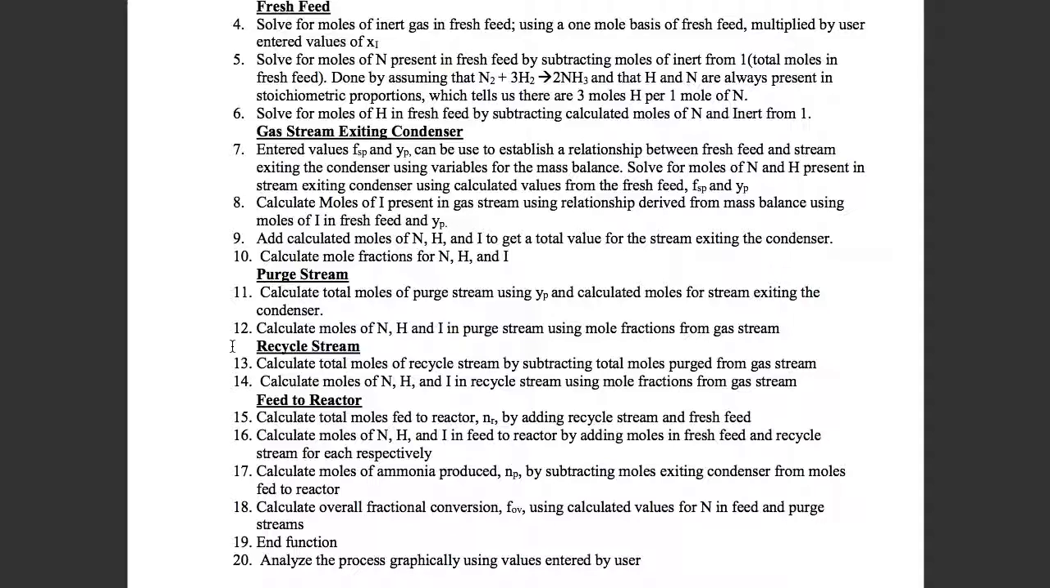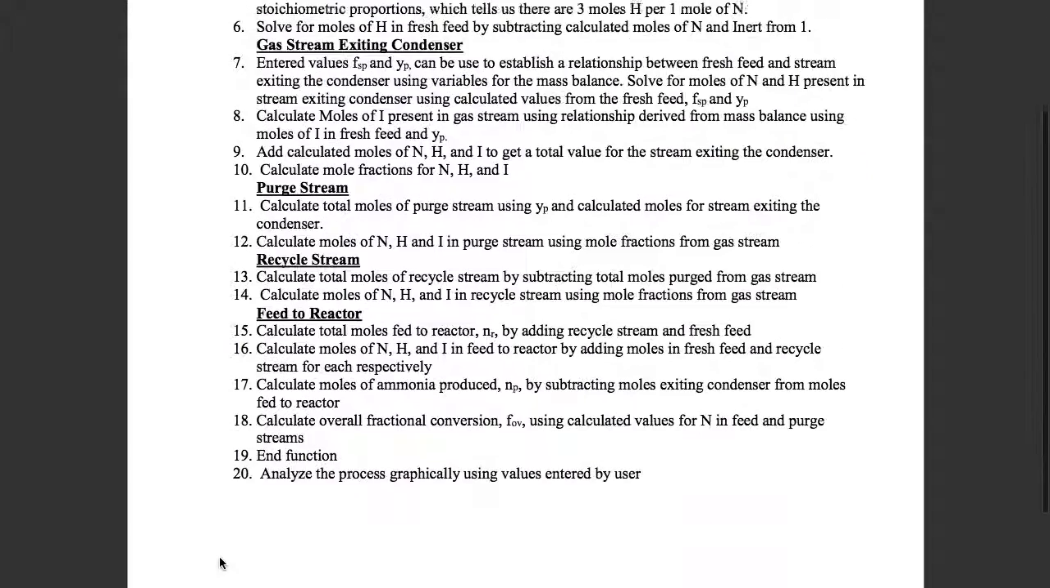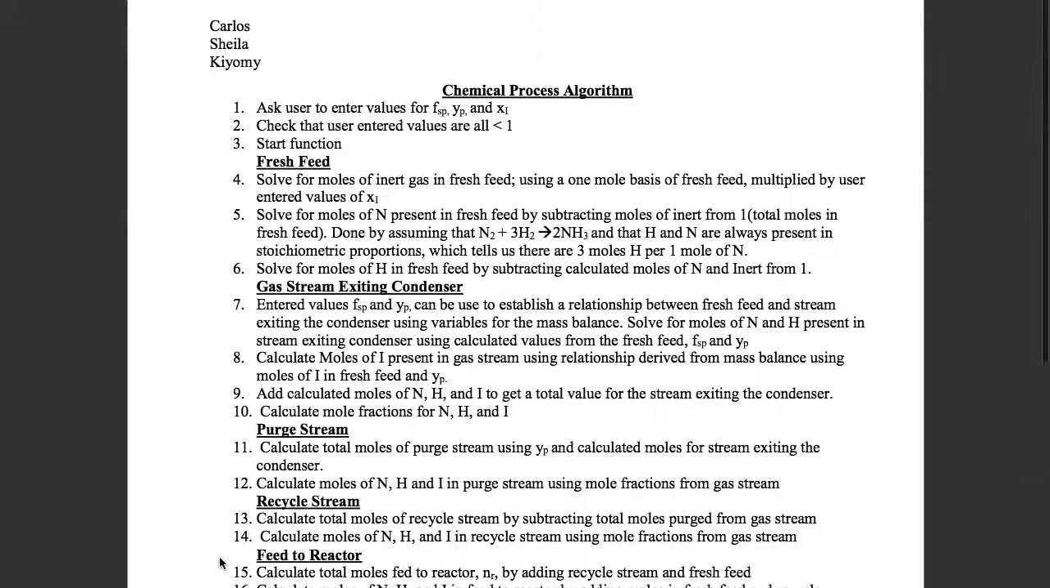We're going to calculate the moles of ammonia produced, NP, by subtracting moles exiting condenser from moles fed to reactor. We're going to calculate our overall fraction conversion, FOV, using calculated values of nitrogen in feed and purge streams. We're going to end our function, and then we're going to analyze and output graphs so we can optimize our problem. So this is quite a bit, but again, we're going to take it step by step.